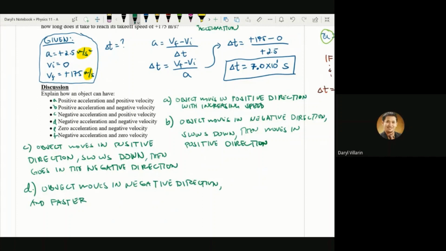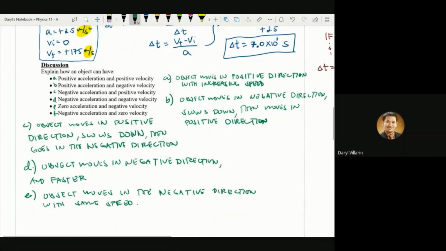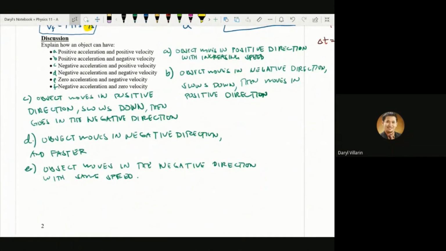Okay. And letter E, you have here zero acceleration and negative velocity. Well, zero acceleration means that it's just moving with a constant velocity. The object moves in the negative direction with the same speed. Remember that when I say speed, it's just the magnitude of the velocity. So if you can see there, that is just a straight line graph in the velocity time graph.